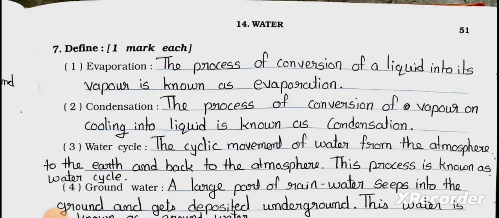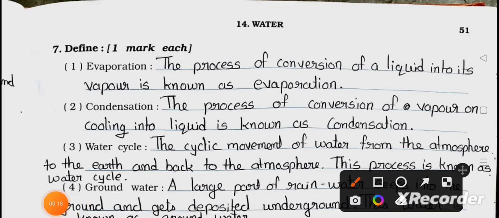Define 1 mark each. Number 1. Evaporation. Answer is the process of conversion of a liquid into its vapor is known as evaporation. Number 2. Condensation. Answer is the process of conversion of vapor on cooling into liquid is known as condensation.